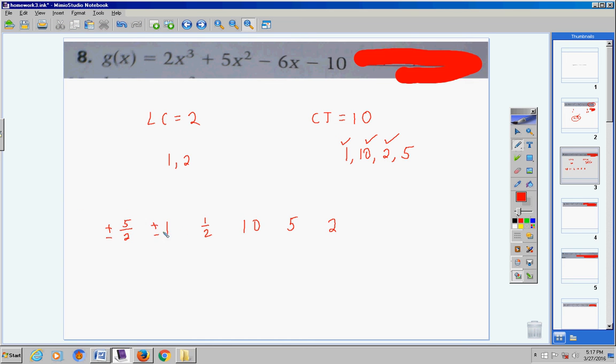Plus minus in front of each number. So we have how many possible rational zeros? Well, each one of these is 2 numbers, positive, negative, positive, negative. So 1, 2, 3, 4, 5, 6, 7, 8, 9, 10, 11, 12. So we have 12 numbers. All of them are possible rational zeros for this polynomial function right here.